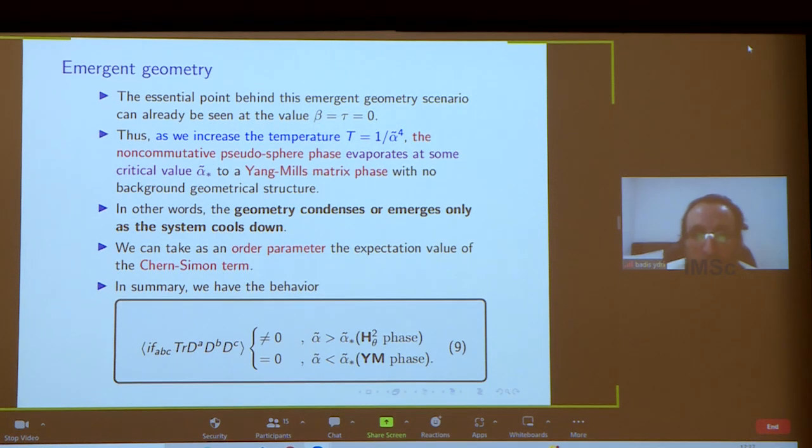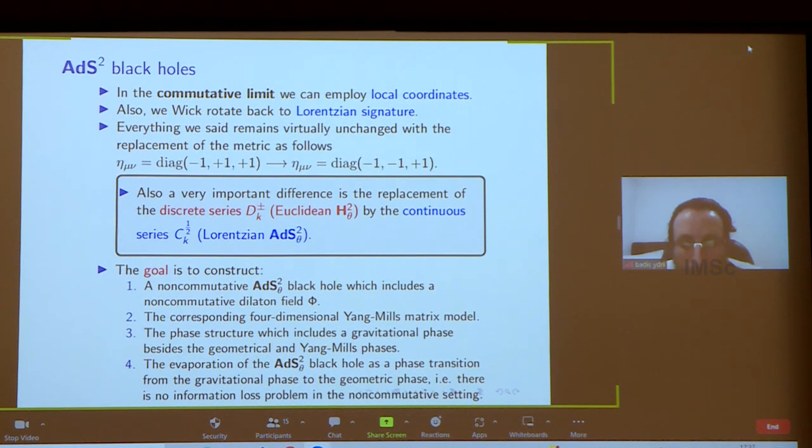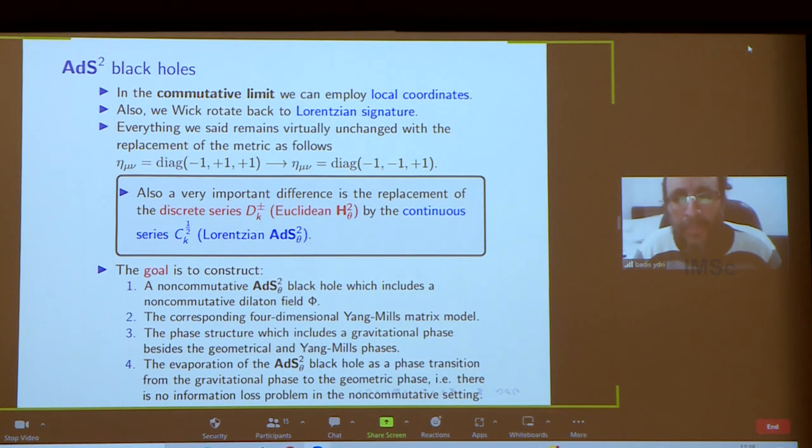Now I would like to add a black hole. I would like to add AdS2 black hole. So I need to add a dilaton field. There is no way around it. We cannot have a stable black hole configuration in 2 dimensions without a dilaton field. So I will take back the signature.